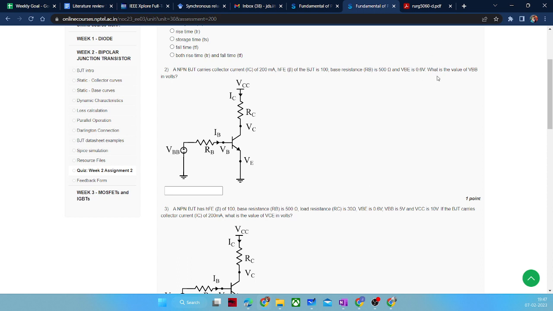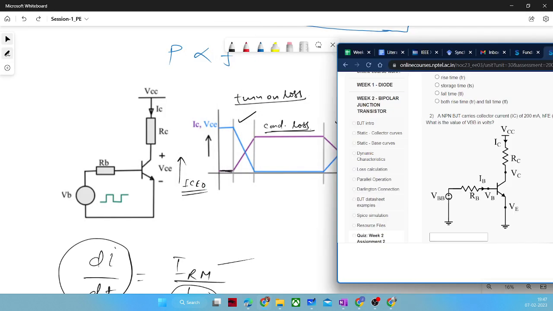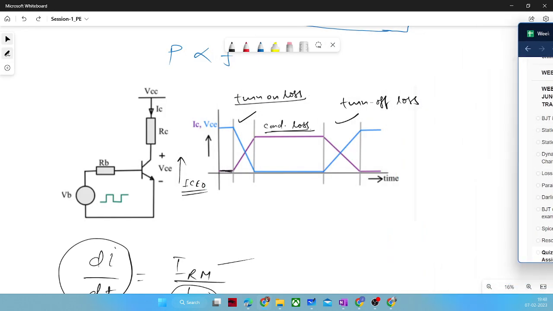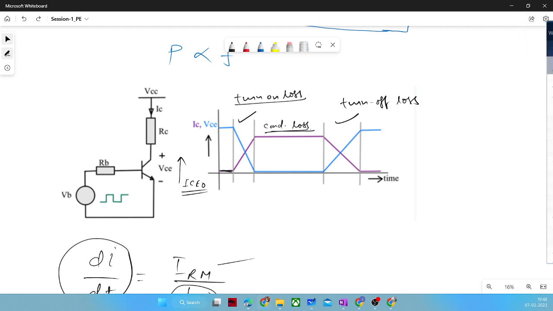Is there any relation that we can have between the reverse recovery charge? I'm talking about power diodes. Yes, QRR, TRR, and di/dt. That relation the professor has explained, I guess. Okay, so I will go through that concept really quickly.